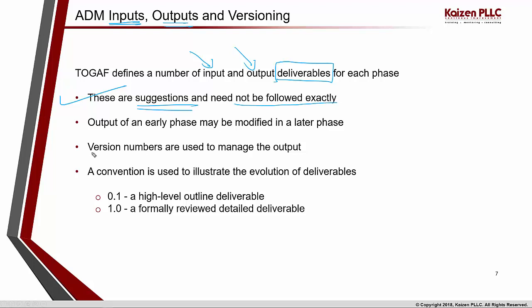Now, tracking a version number is recommended by TOGAF. 0.1, 0.2, etc. is a high level outline. This is the draft version which is still work in progress. Once it has been reviewed with respect to stakeholders and formally reviewed and accepted, it takes the full version 1.0, 2.0 and etc. Okay, so this slide is about the ADM inputs, outputs and the versioning which has been provided by the TOGAF standard.